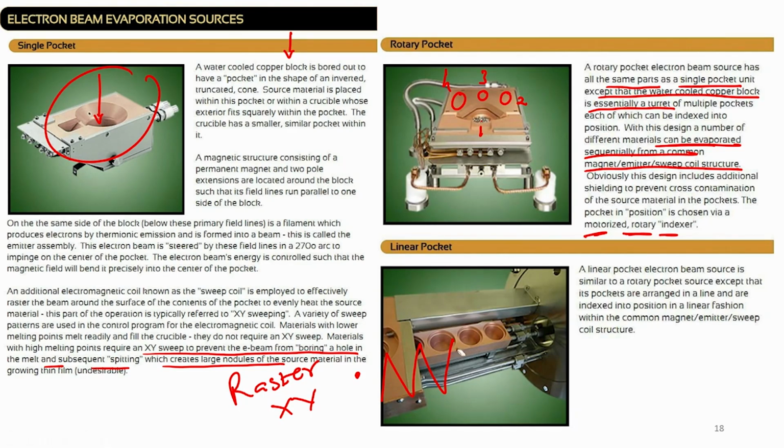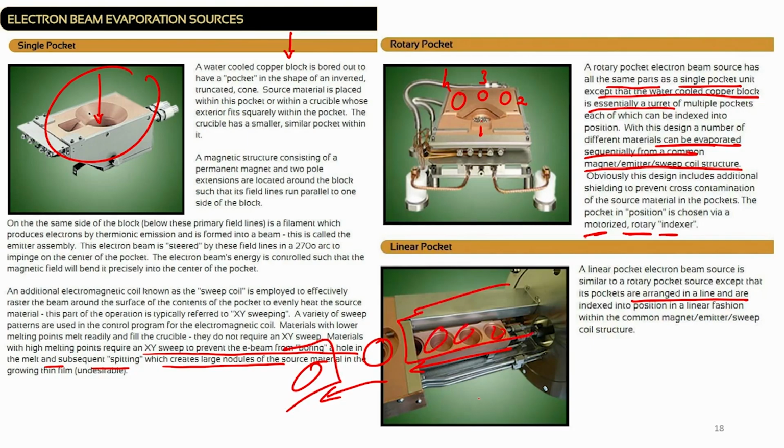Linear pocket. A linear pocket E beam is similar to a rotary pocket, except that its pockets are arranged in a linear fashion. You see, there is a linear fashion. First pocket goes, then if you do not want it, the second pocket will go, this pocket will move further, right. So, this one is now here, the first one is here, again shielded, this is shielded. Okay. So, they are indexed into position in a linear fashion within a common magnet, emitter and sweep coil structure. So, this was about the E beam evaporation sources.